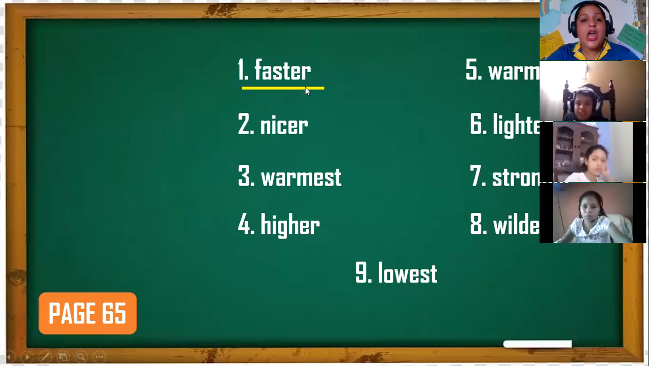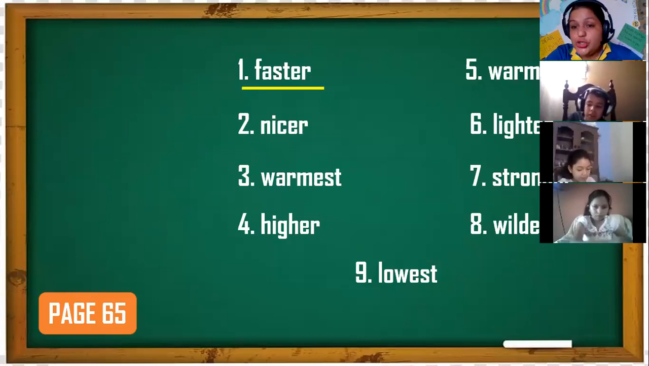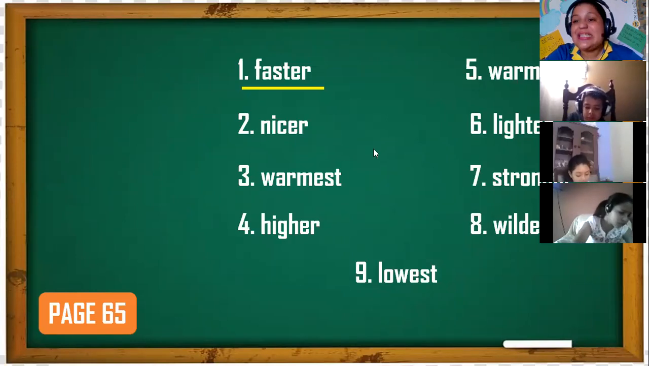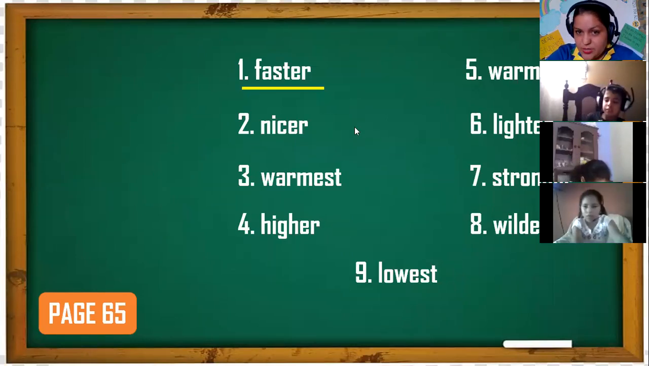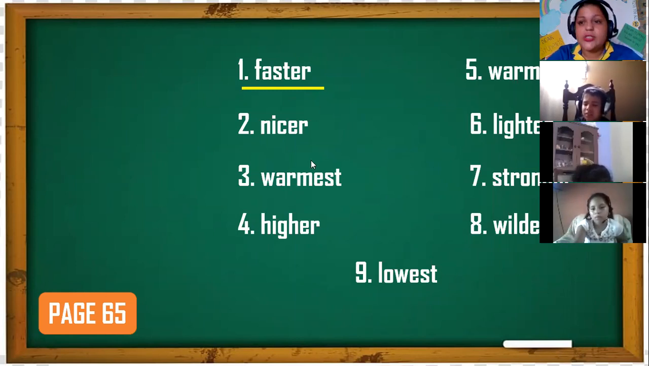One more time. Remember that when we are comparing only two things, we are going to use the suffix ER. And when we are comparing more than two things, we are going to use the EST suffix, okay? In this exercise, we are going to underline the words that compare two things or that have the ER, and we are going to circle the ones that contain the EST.